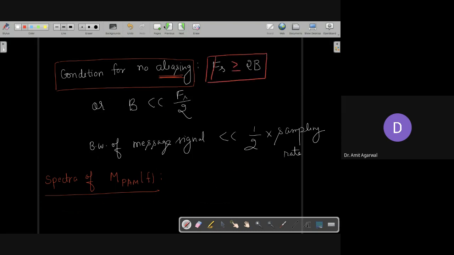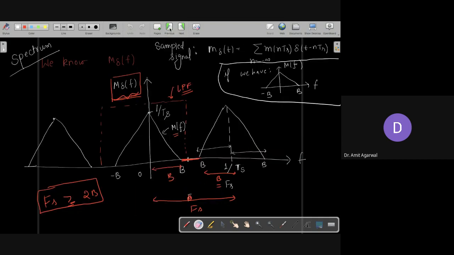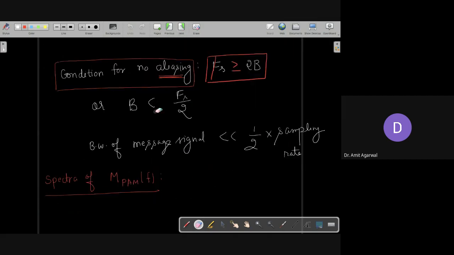ठीक है, तो तुम्हें पता लग गया कि नाइक्विस्ट ने कोई बहुत बड़ा काम नहीं किया. He just studied the spectra of your ideal sampled signal and said theoretically Fs should be greater than 2B if you want to perfectly reconstruct your signal.